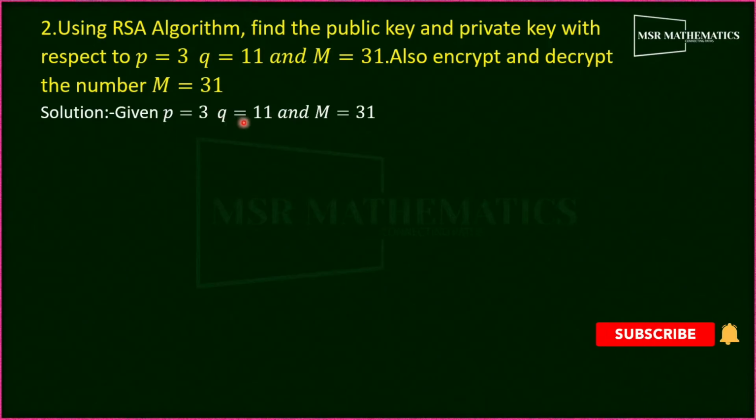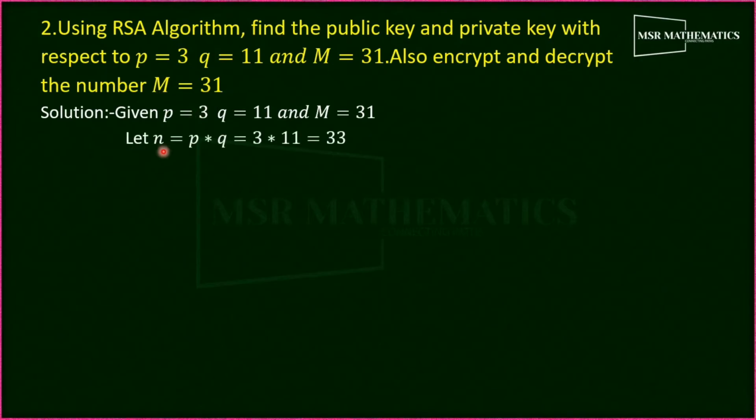Here P and Q are prime numbers and capital M is nothing but a plain text which is given by 31. So here with the help of RSA algorithm, you have to find public key and private key, and also we have to encrypt and decrypt the number capital M equal to 31. Here we know that first step we have to find N value. For that N is nothing but P into Q. Here P is 3, Q is 11. If we multiply these two values, we get a value as 33. That's the value of N.